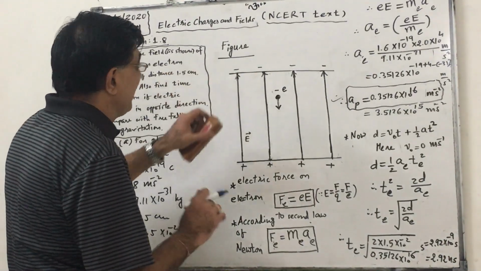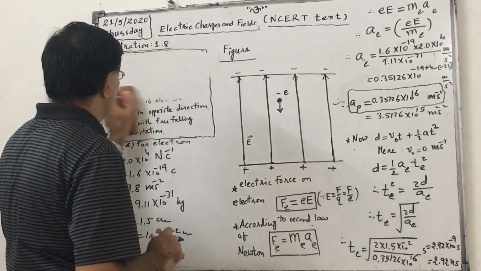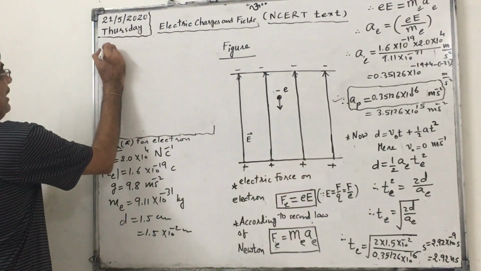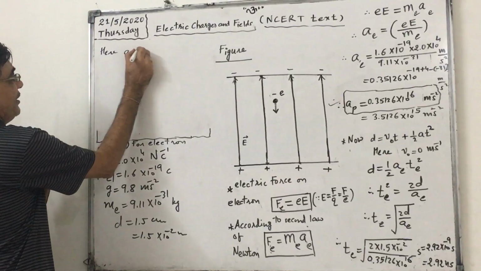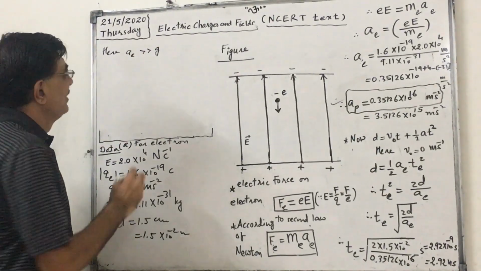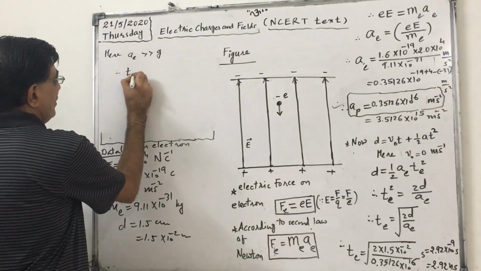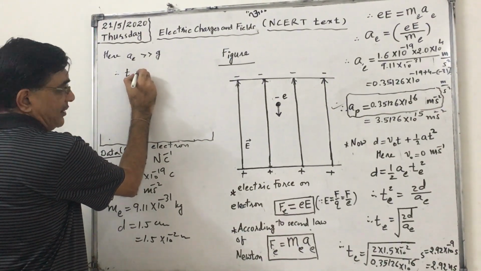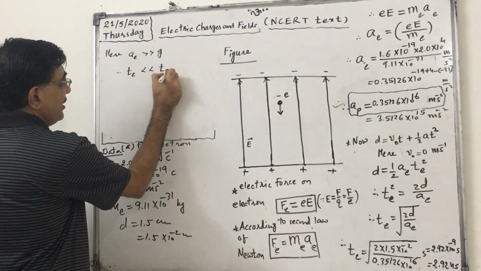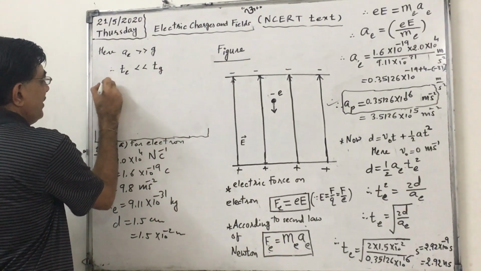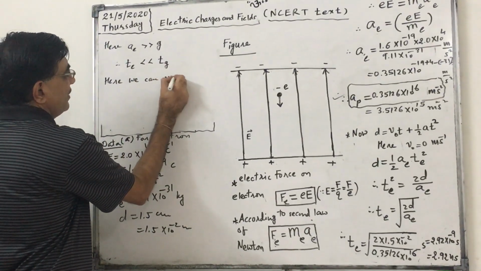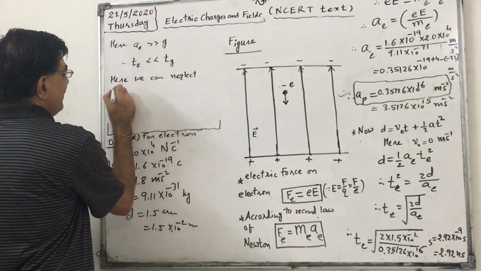See, we have to compare. So what is the comparison actually? Here the acceleration of electron is much greater than the gravitational acceleration. That is why the time of electron in the electric field is much less than the time in the gravitational field. In other words, here we can neglect gravitation.